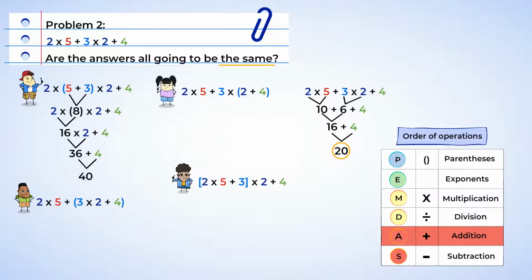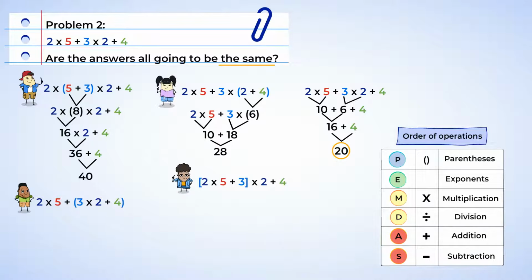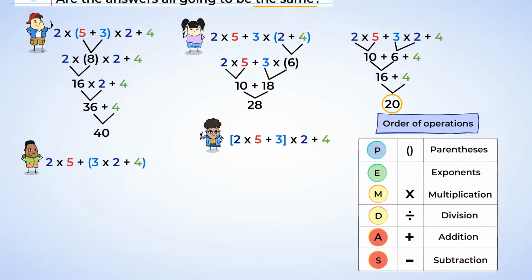All right, moving on to Sue. She needs to add the 2 and the 4 first because they're in parentheses, and that makes 6. And now it's multiplication time. Starting on the left side, 2 times 5 is 10, and 3 times 6 is 18. And now for addition. 10 plus 18 is 28, and that's another different answer, so I guess those parentheses really do make a difference. Let's see what Will and Latifah got, though.